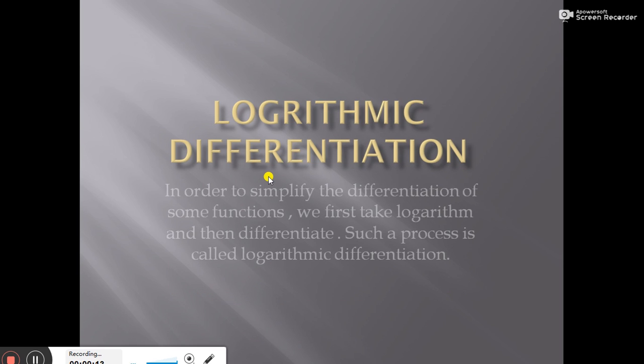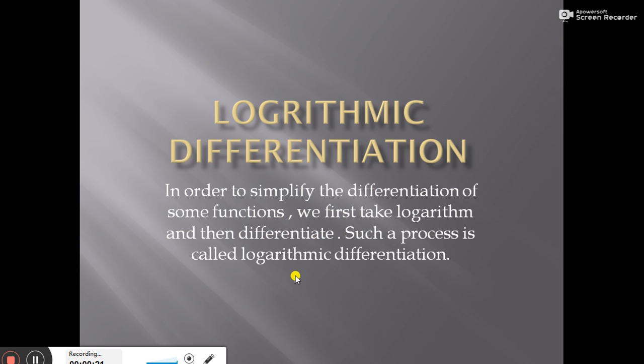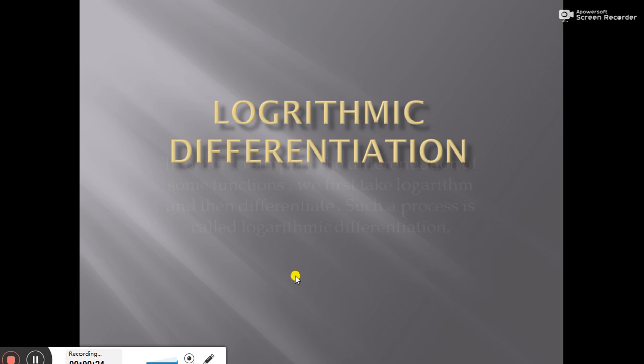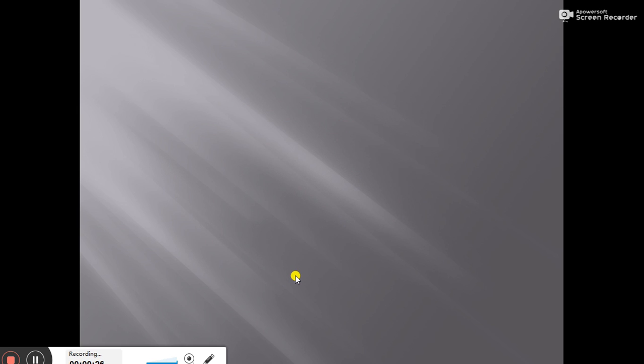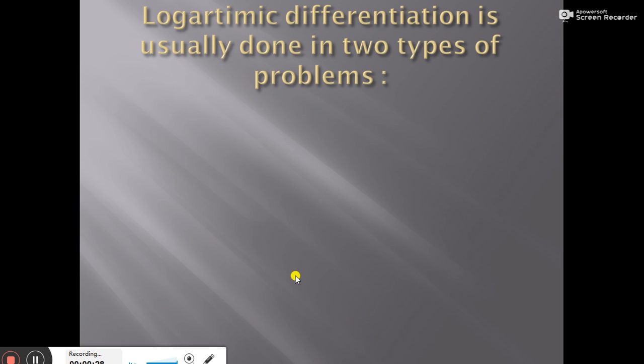Logarithmic differentiation: in order to simplify the differentiation of some functions, we first take log and then differentiate. Such a process is called logarithmic differentiation. Logarithmic differentiation is usually done in two types of problems.